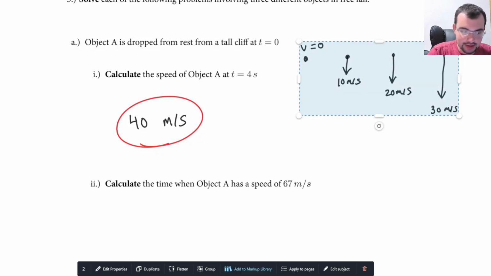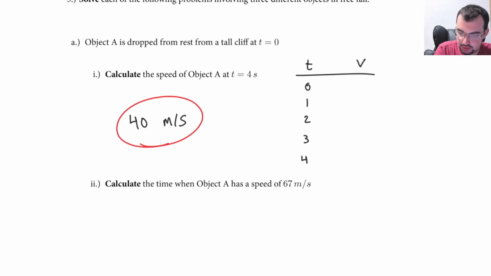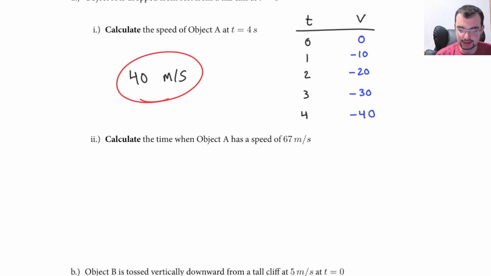Now, when will the object have a speed of 67 meters per second? Well, this is where I think making a table helps. So here's the same thing kind of in just table format where we dropped it from rest, so there's no initial velocity. And every second, we're sort of gaining 10 meters per second of downward velocity. So we can see that it is definitely going to be not 6 seconds, right? Because that would be 60 down, not 7 seconds, that would be 70 down.